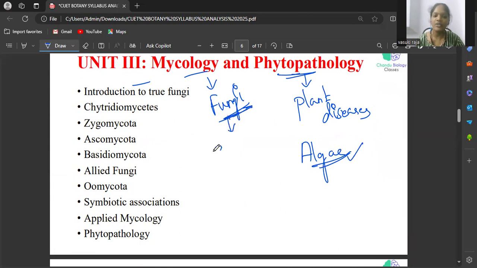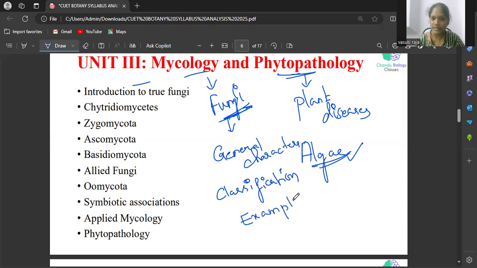Okay, in fungi we have to study about the general characters, and after finishing that we have to study the classification. Okay, and after that, each class under this classification we have to study with examples. And what will be the unique characteristic features of each class which is placed under the phylum, which is placed under the kingdom fungi. Okay, and the kingdom fungi is also called the kingdom mycota. Either term is similar.